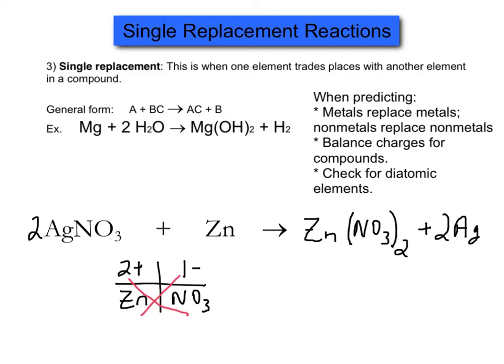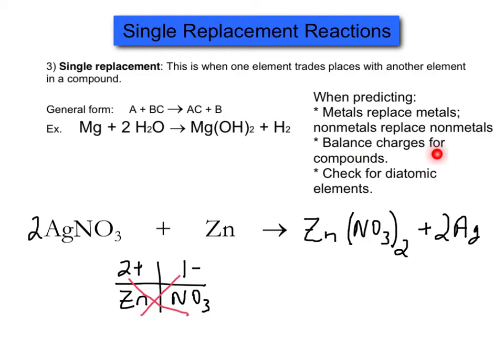Let's revisit the three main points. So we know that metals replace metals, and so zinc, the element that's on the reactant side, had to replace silver. So zinc nitrate was formed, and every time you form a compound, we have to balance the charges for that compound. All the compounds that are going to be formed in this way are going to be ionic compounds, and we'll have to get the charges to neutralize out.